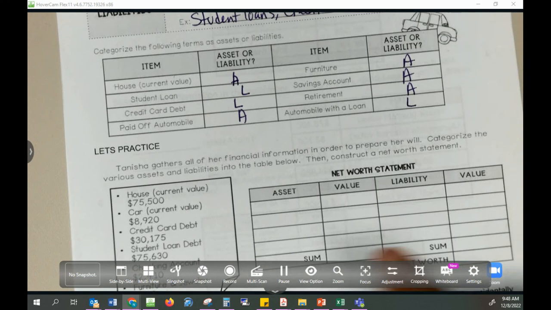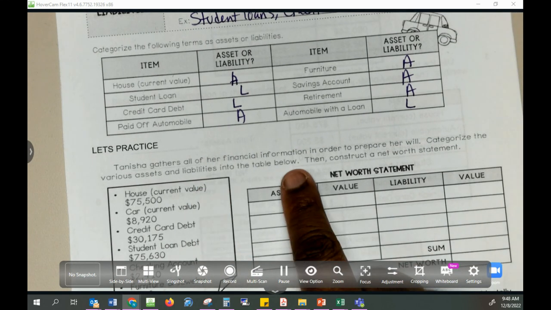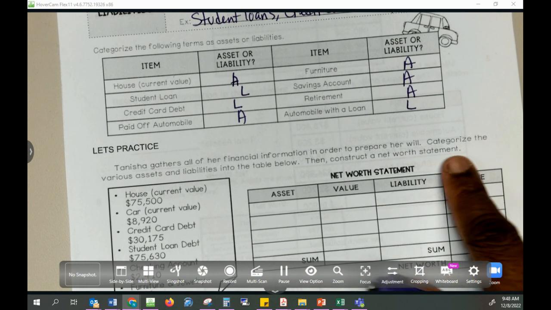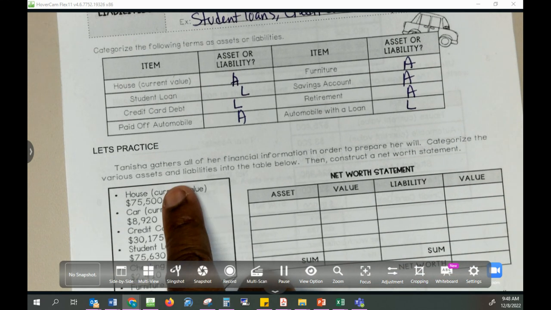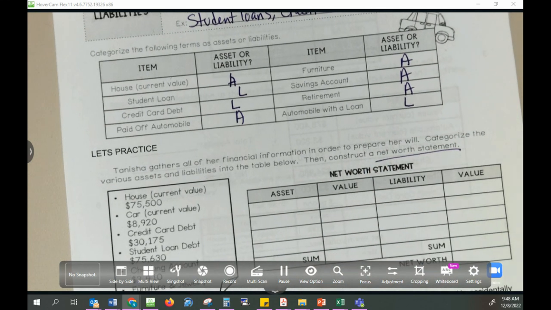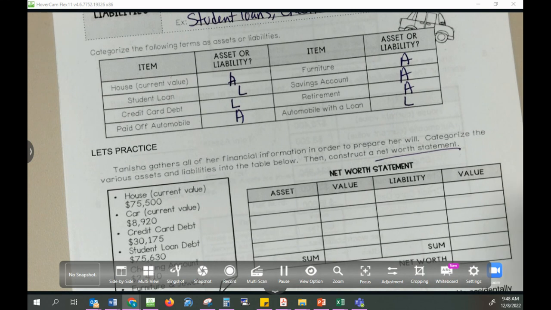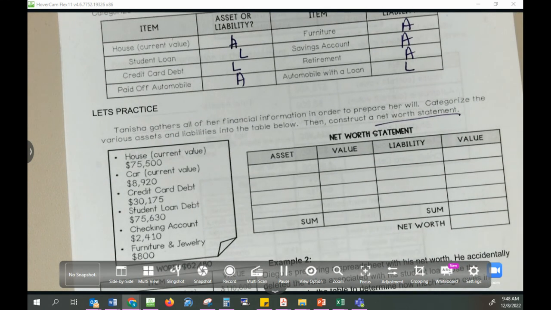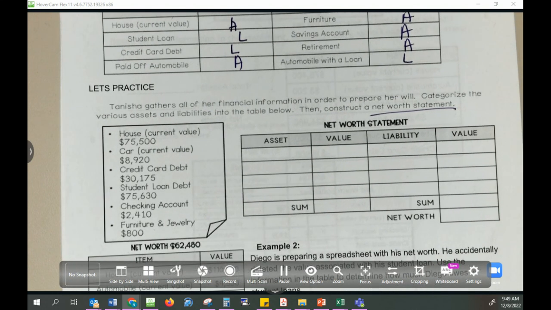All right, so let's practice. Tanisha gathers all of her financial information in order to prepare her will. Categorize the various assets and liabilities in the table below. Then we're going to construct a net worth statement. Tell them to go to Canvas. What our net worth statement is, one second, I have to also give you the paper from yesterday. The net worth statement is where we're going to put the difference of what's our asset and what's our liability.